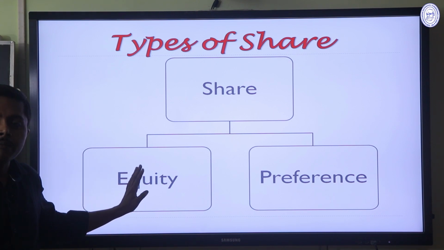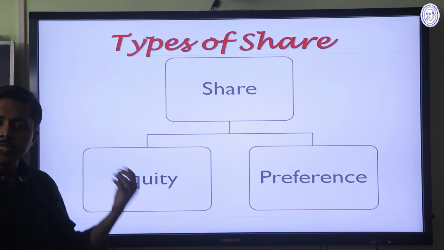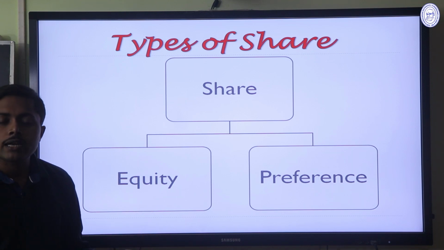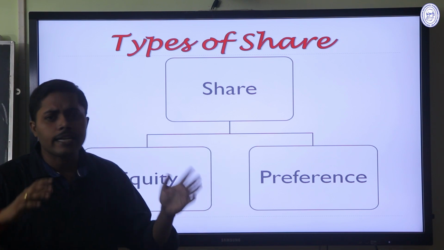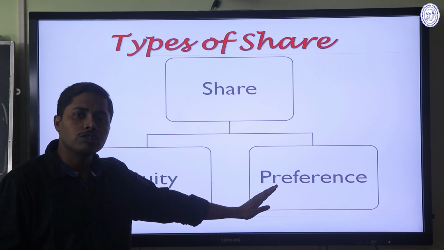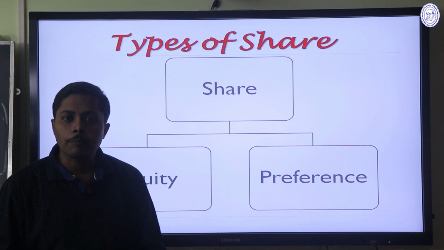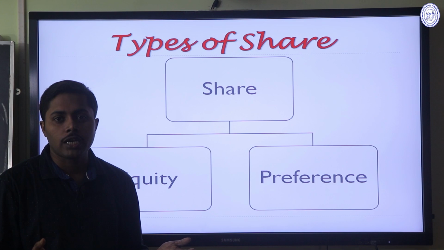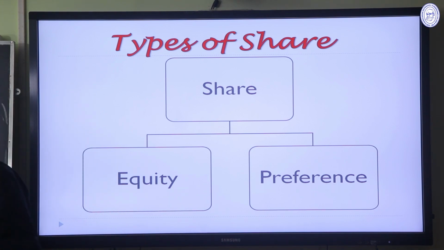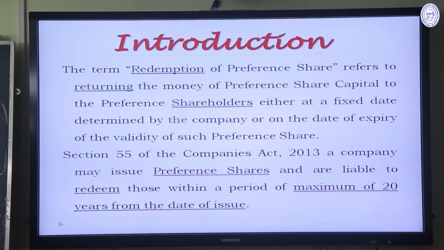Equity shares can be of different types like ordinary equity share, sweat equity share, bonus share, equity share without voting right, and so on. Preference shares are also of different types like redeemable preference share, cumulative preference share, non-cumulative preference share, etc. So, these are the basic classifications of equity share as well as preference share. Now, we are coming to the main topic, that is redemption of preference share.